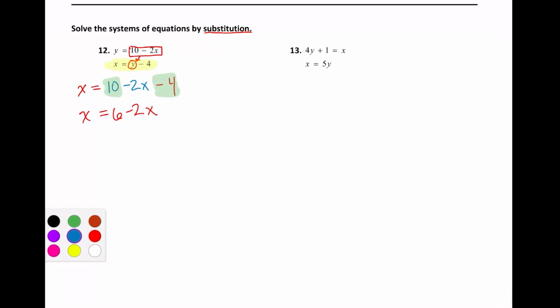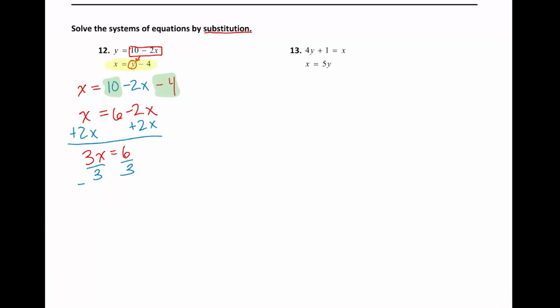Next, I'm going to add 2x to both sides to get 3x equals 6. Then I will divide both sides by 3 to get x equals 2. And don't be too quick to just box that as your answer. X is 2, that's certainly correct, but that's really only half the answer. When you're trying to solve a system of equations, you should end up with both an x and a y. So here I've got my x, but I still need to calculate y.